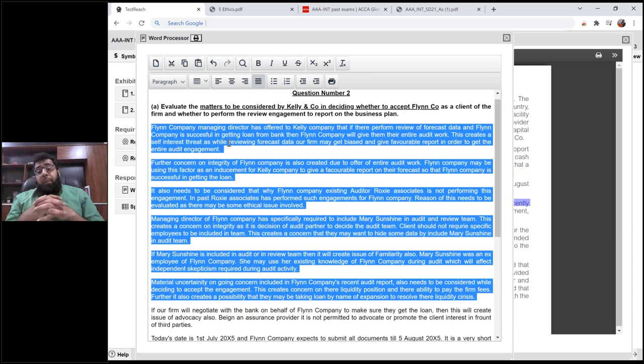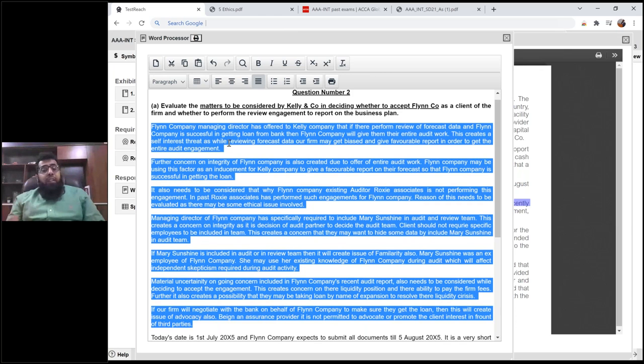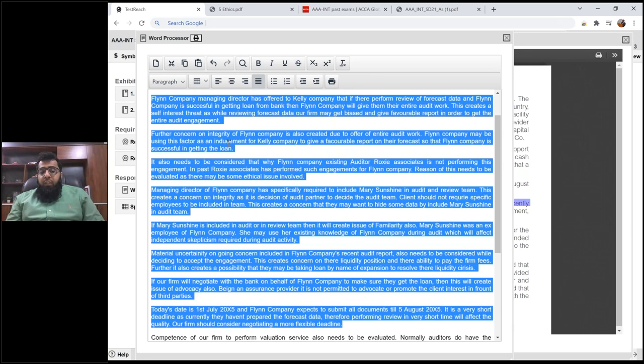If we go and talk on their behalf with the bank, we will become their advocate. 8th point is on deadline. 9th point is on competence. And 10th point is on the types of assumption. I hope that this is clear. Okay, so we are done with the first 10 marks of this question.